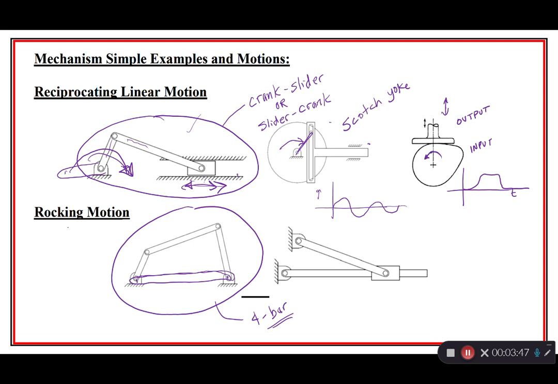We have this rocking motion where a lot of times this will be the input, and then we could think of that as being the output over here. We can also attach something up here, and the motion of that point will be interesting. This is often called a coupler curve.